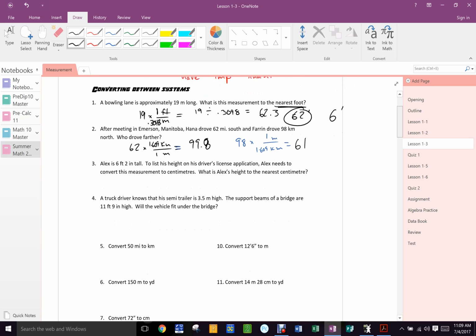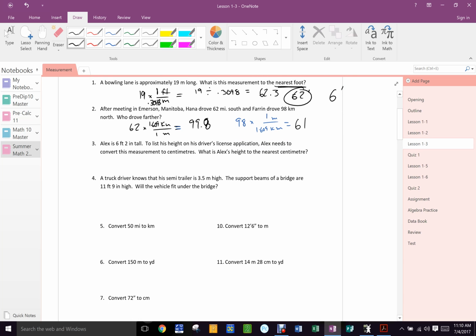Okay. So here's where it starts to get tricky. I want to convert feet and inches to centimeters, because in Canada, we've got to measure this in centimeters. Some of you are going to make a mistake here. What number do I start with? Do I have 6.2? No, I don't, do I? What do I have? I have 6 feet 2 inches, right?